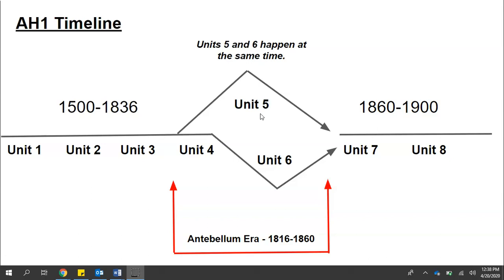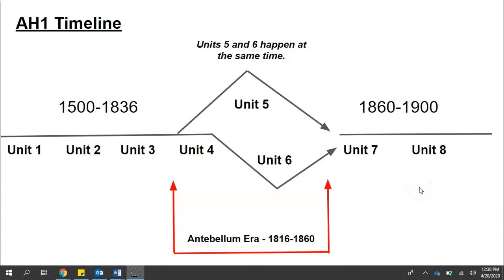And then with Unit 6, we're going to be looking at while all this stuff is happening with reform, we also see that the country is starting to split apart, especially when it comes to expansion westward and adding new lands and how that is going to affect the slavery debate, which eventually is going to lead us into Unit 7, which will be our Civil War unit. And then we'll kind of continue on chronologically after that.